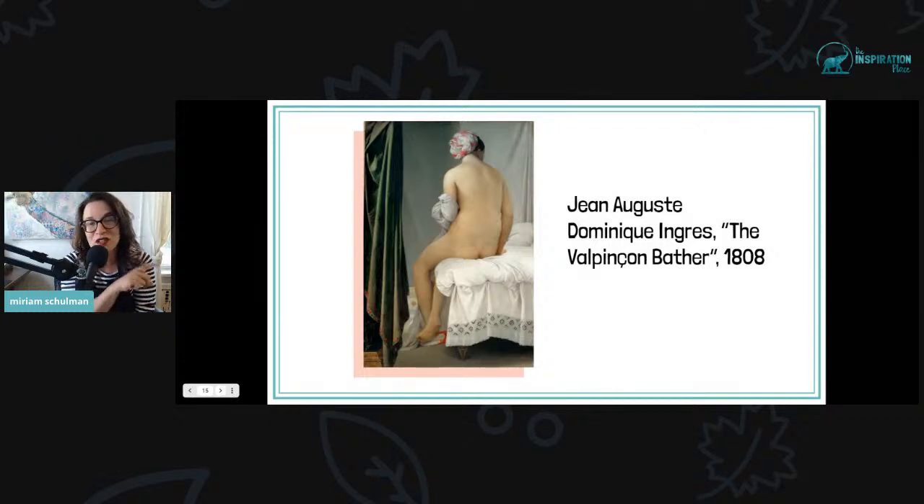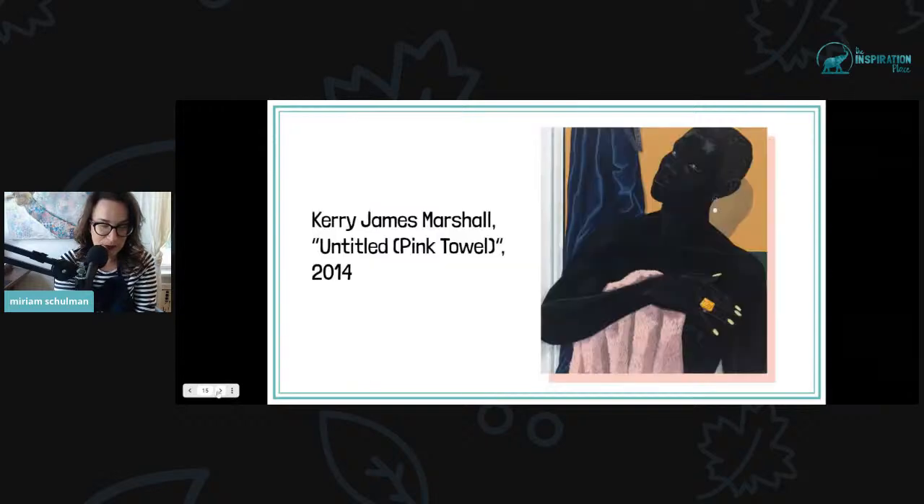And I actually have a second watercolor nude, which is even more similar to this pose than the one previous. But I want to, a bathing picture is extremely popular. Here is one that I totally adore by Kerry James Marshall called Pink Towel. And Kerry James Marshall also recently had a blockbuster exhibition at the Metropolitan Museum of Art.